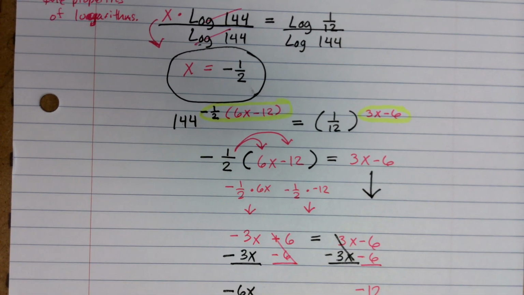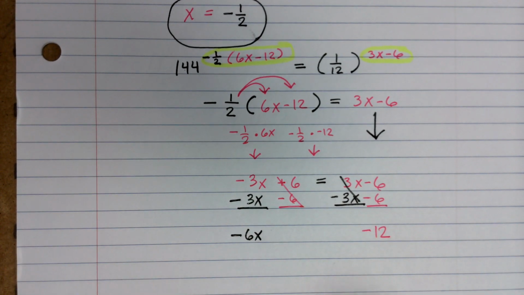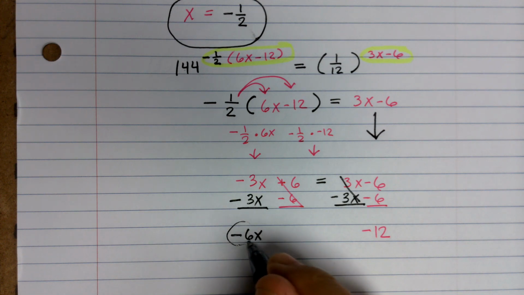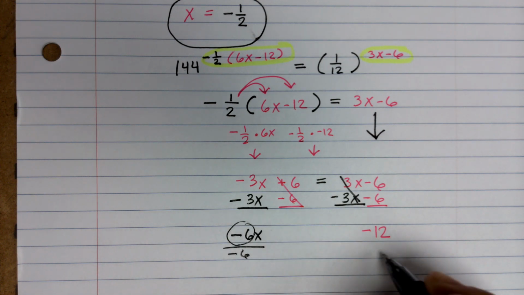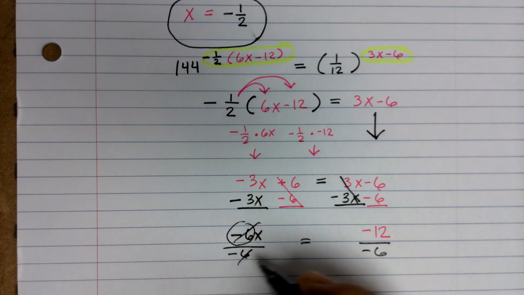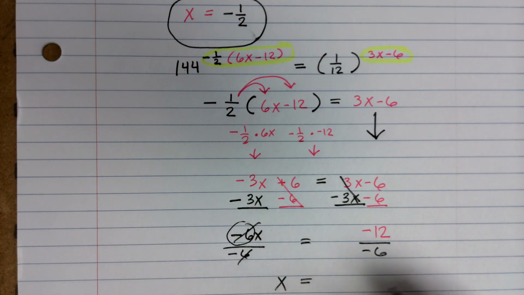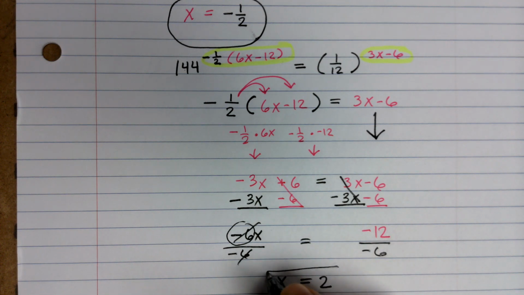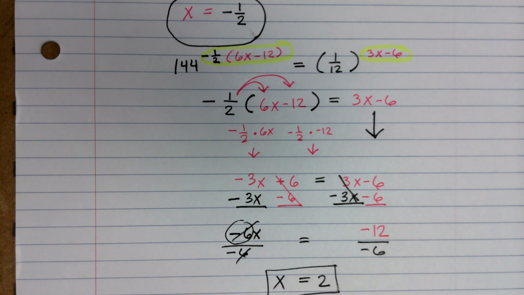So we're almost done. We're just going to continue this. Now I need to isolate x by dividing out the 6. So divide both sides by negative 6, and I end up with x is equal to positive 2. So all that work that we did was so that we can know that x is equal to positive 2.